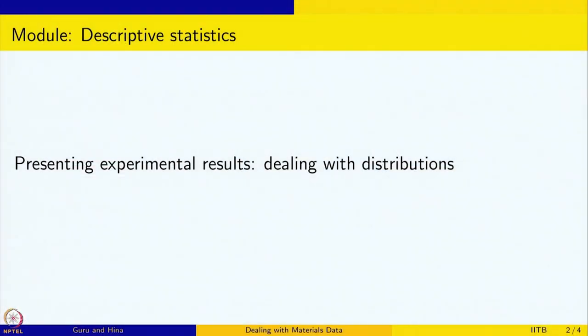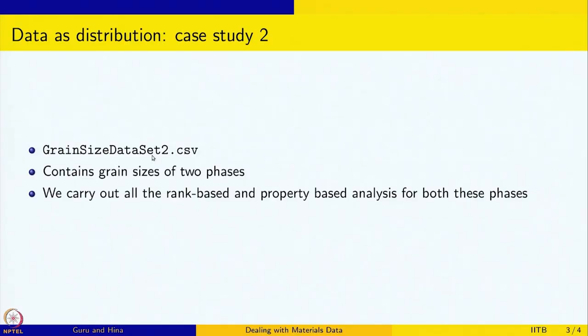It is also a data set which deals with distributions, and this is the grain size data set 2.csv, and this is a slightly complicated data set because it contains grain sizes of two phases, and we are going to carry out all the rank based and property based analysis for both these phases. And in all the cases, we are going to do it one next to the other. So, we can have information about grain sizes of these two phases, but we will also have a comparison between the grain sizes of phase 1 and phase 2 in terms of their rank based and property based summaries. So, that is what we are going to do.